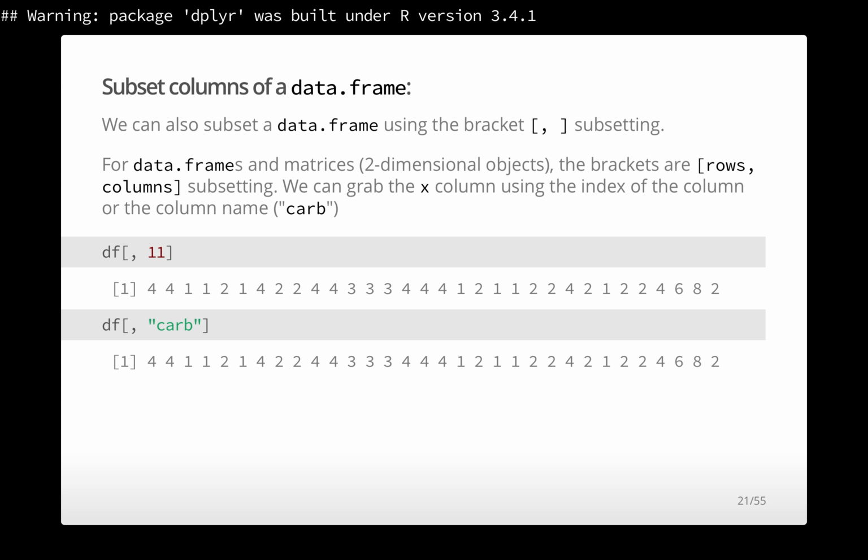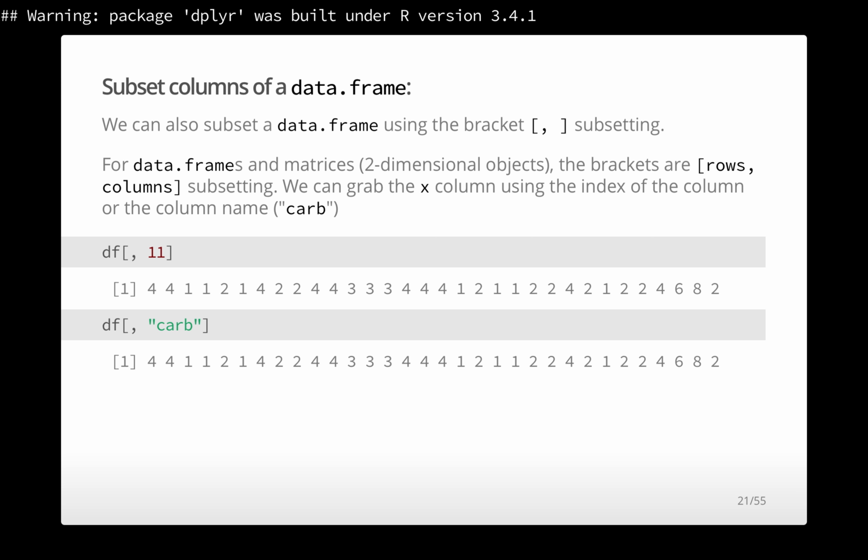All right, now we can grab a column 2 ways. One column, again, we can use indexes. So df bracket, comma, 11 means I want to grab the 11th column. It gives me that lovely vector. The 11th column happens to be the carburetors. Remember, this is a 32 by 11 data set. Or, I don't want to subset based on which index, since that might change. I'm going to subset based on the column name. You can say carb. Totally fine.